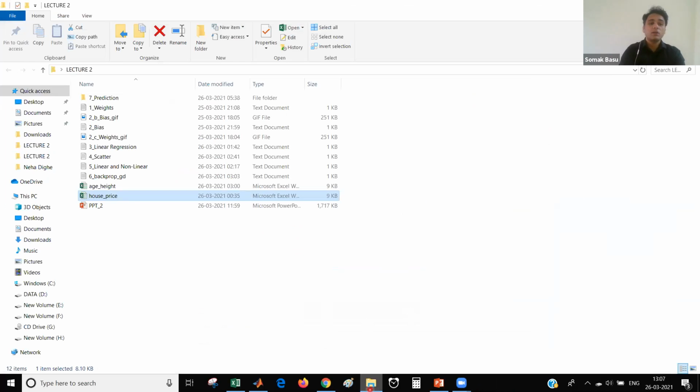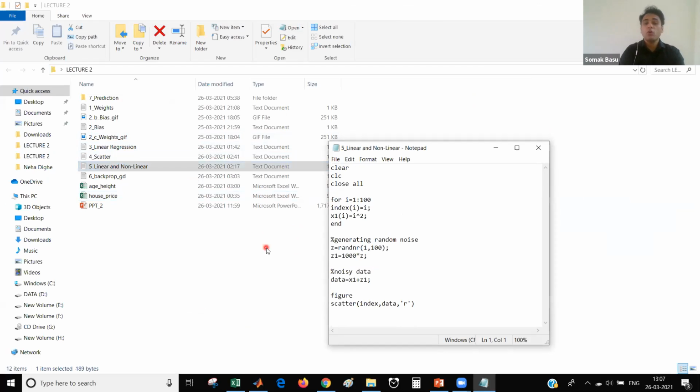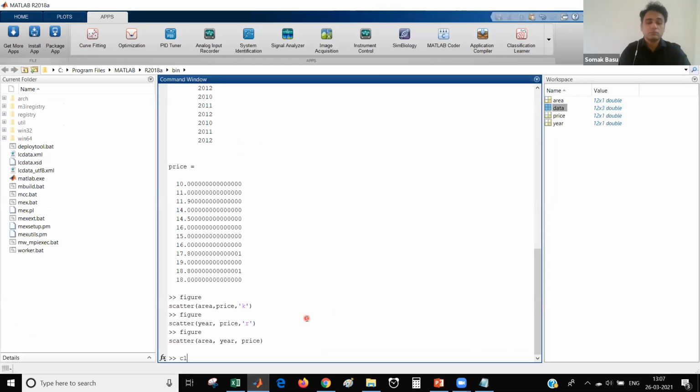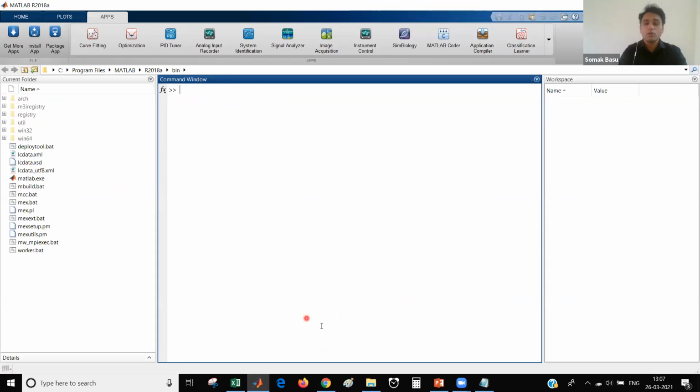So maybe I'll try to go to the next example: linear and non-linear regression values. Let me see if I can actually plot a linear and non-linear regression model for you.